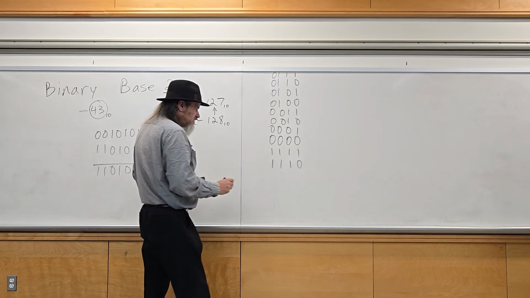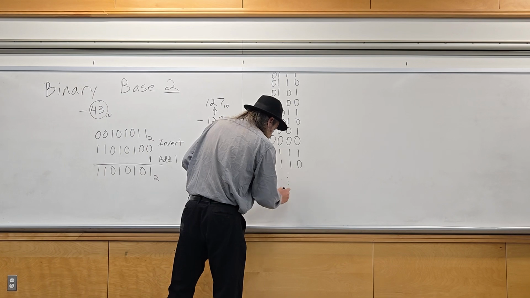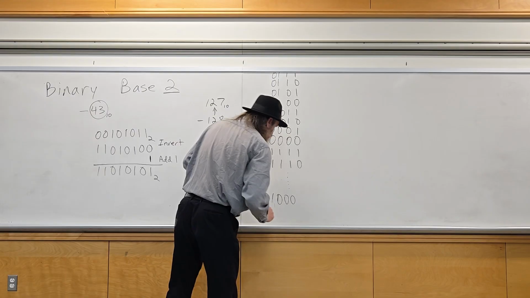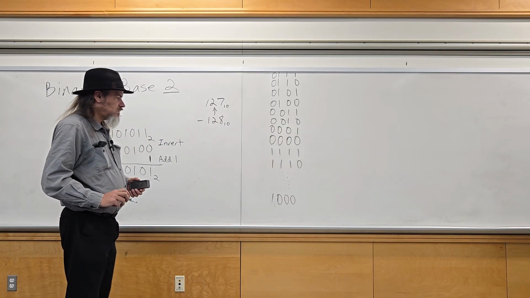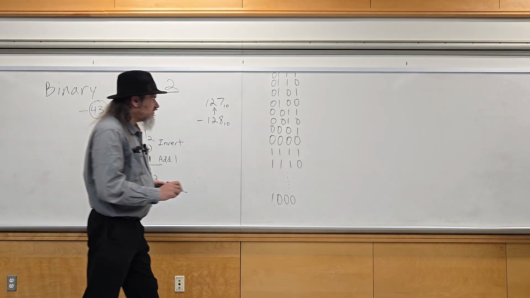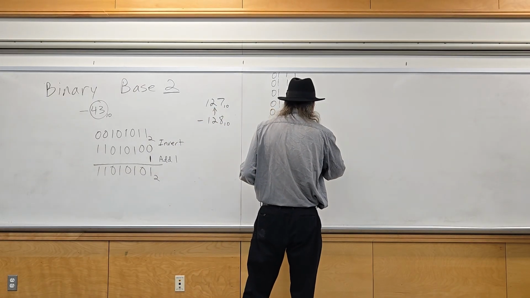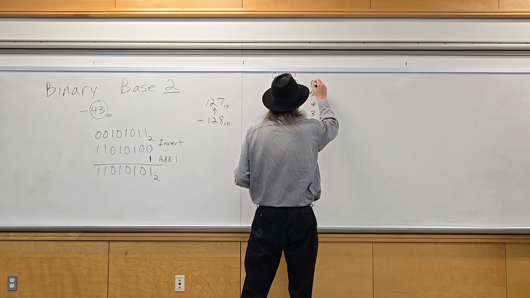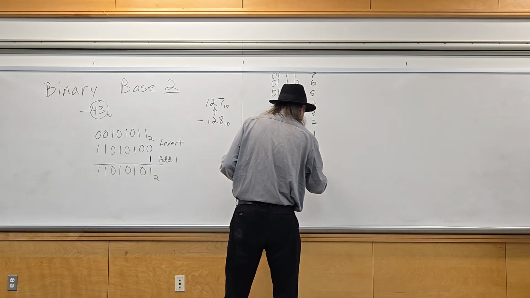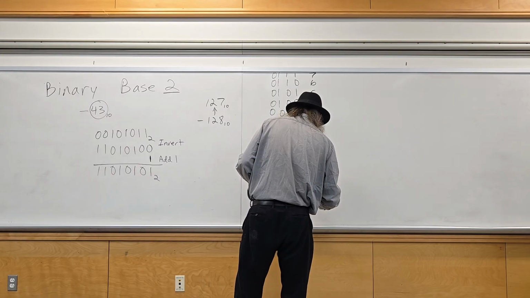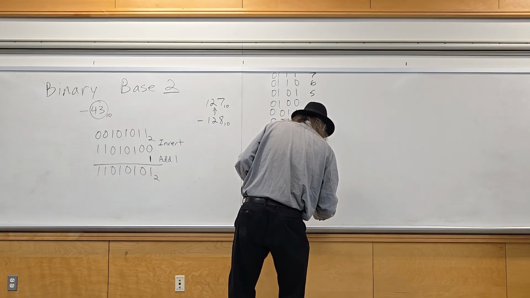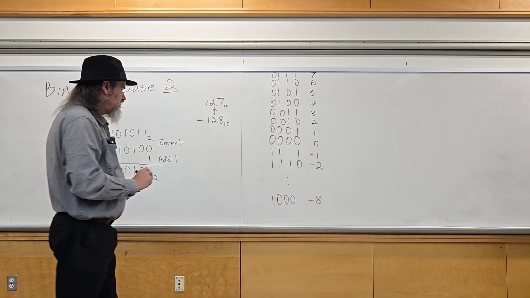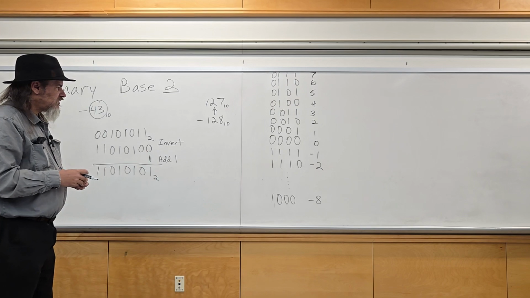And you keep going until you get down to here. So this is 0, 1, 2, 3, 4, 5, 6, 7, minus 1, minus 2, and then minus 8. I believe. Yeah, that's right.